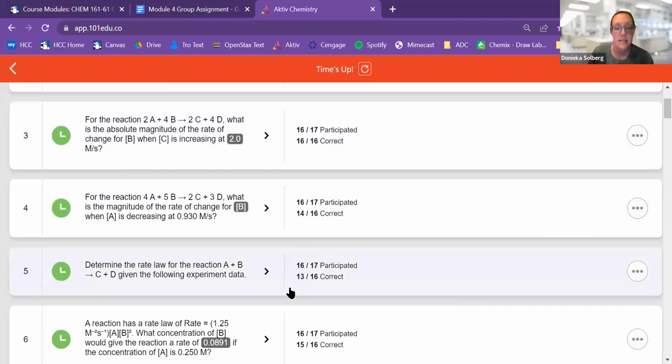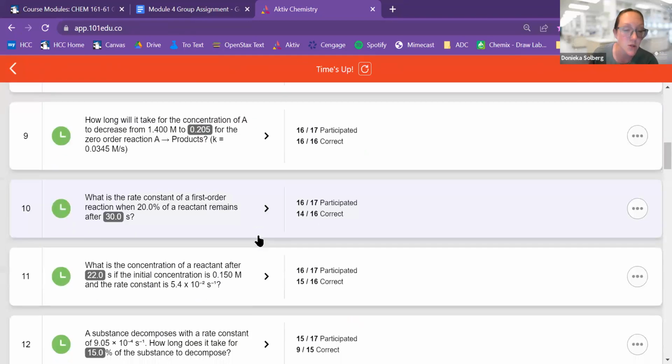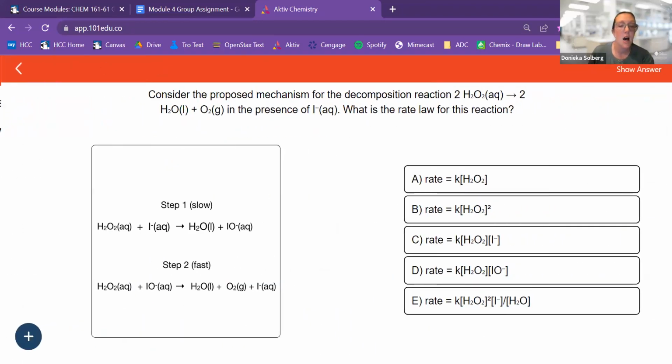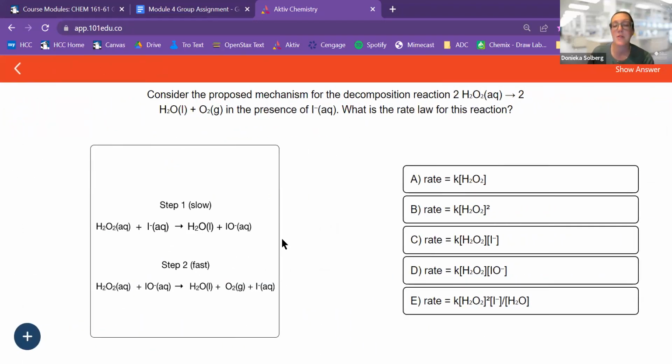Data, like I just did. The other way is if you have the mechanism. It has to actually be the mechanism. So I'm going to scroll down here because we did some mechanism ones. Okay, here we go. Consider the proposed mechanism for the decomposition reaction from hydrogen peroxide to 2 waters and an oxygen, in the presence of I-. What is the rate law?